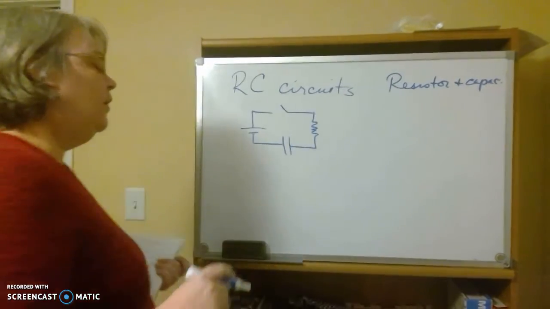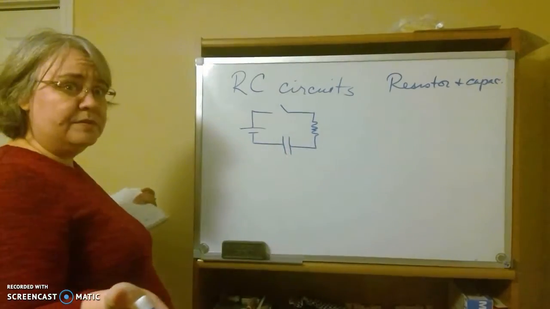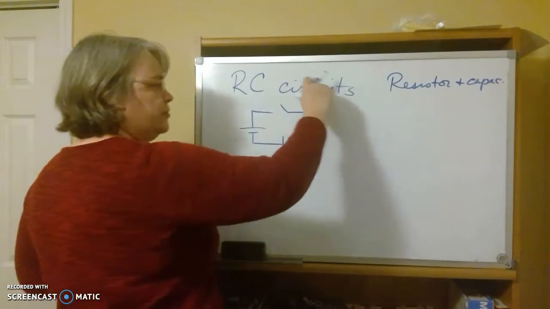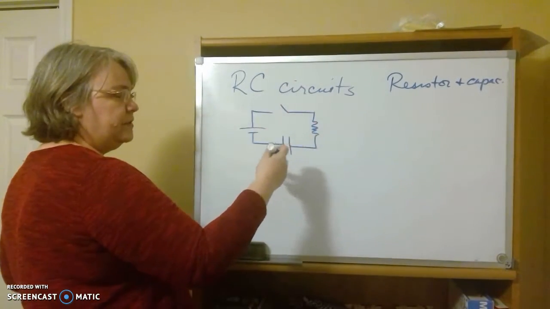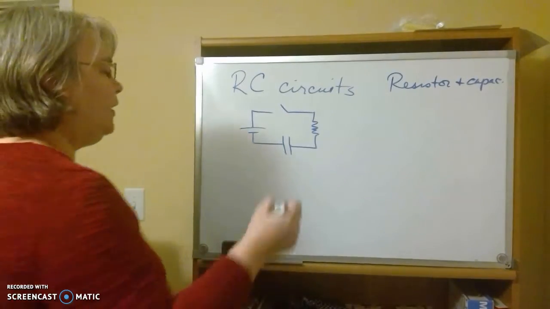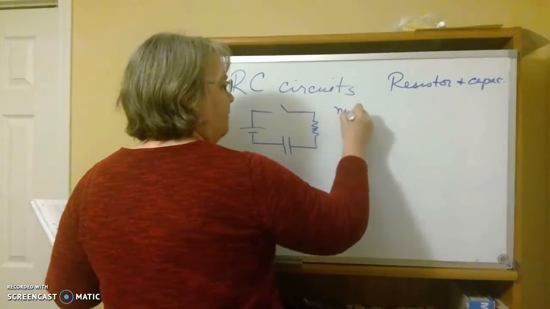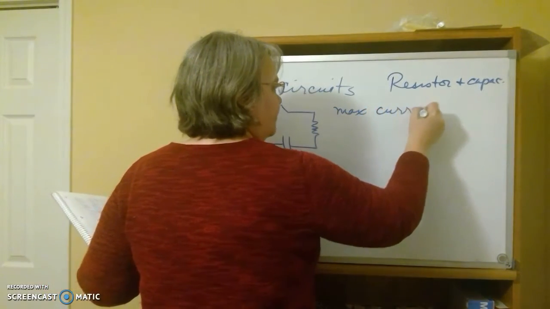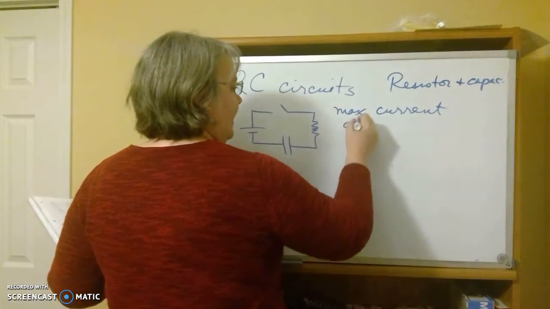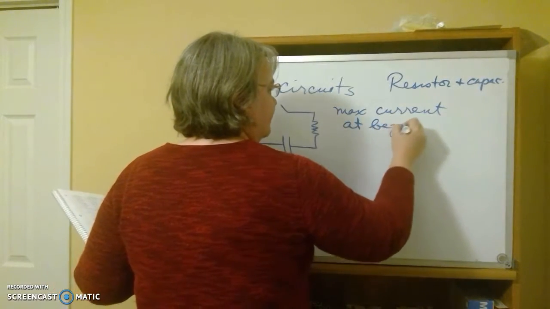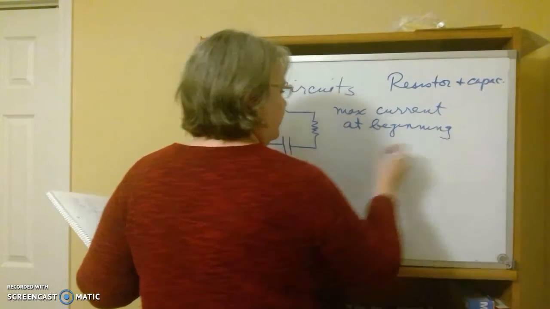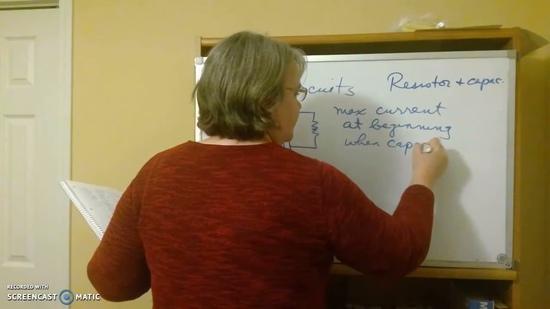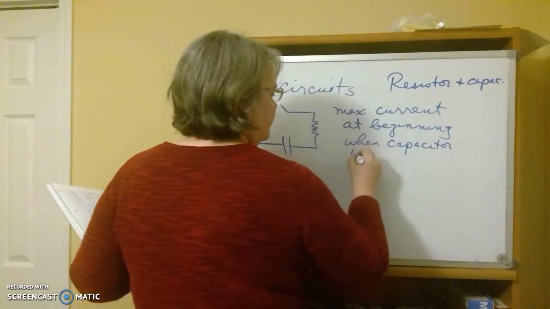Okay. Now, with the switch open, nothing happens. With the switch closed, current flows through the resistor to fill up the capacitor. And so we get our maximum current at the beginning when the capacitor is empty.